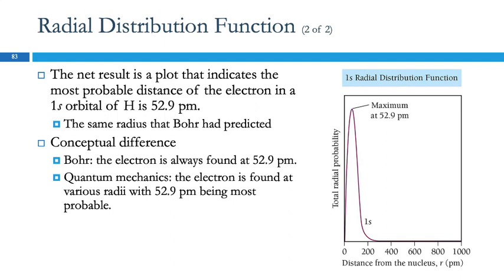There's an important conceptual difference here. Bohr said that the electron is always at 52.9, almost like it's on a string, right? Like the Earth has a constant distance, relatively, from the sun, right? That's not what the electron does, although it's convenient to think of it. It's easier. Quantum mechanics says the electron is found at a lot of different radii, but 52.9 is the most common, the most probable.